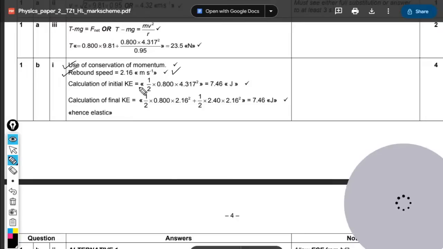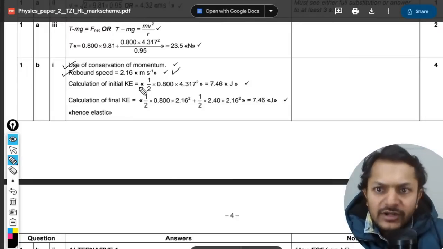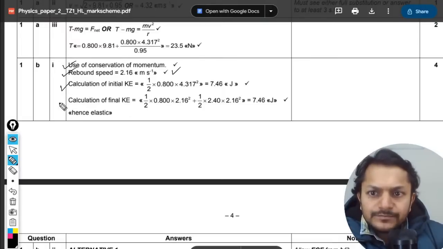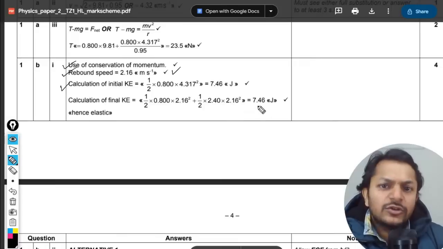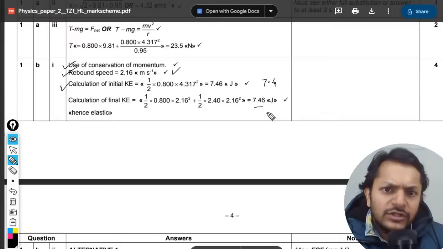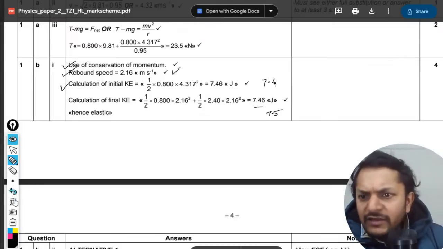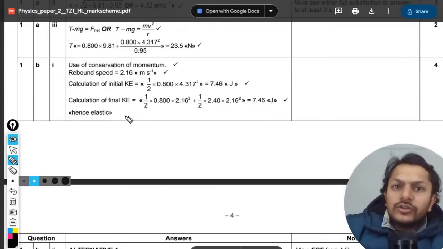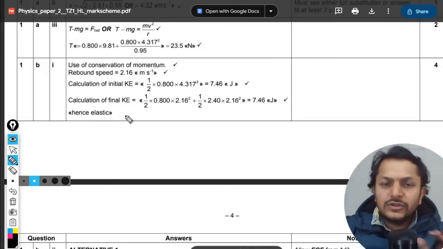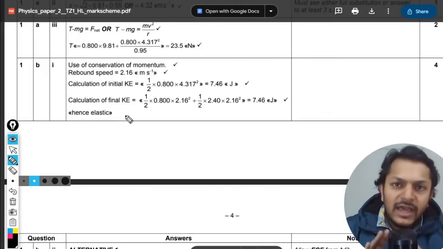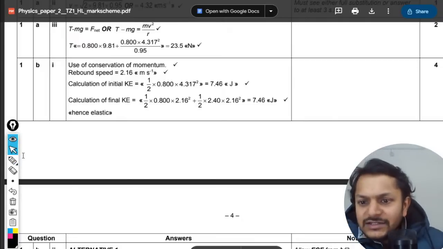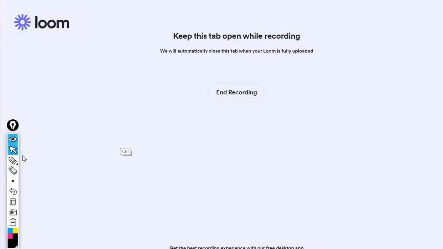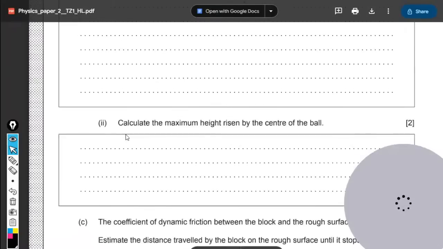Okay, so B1: clearly use the conservation of linear momentum and find the speed as 2.16. So they have just written that you have to do it like that. So we found it, that is 2.16. Now initial kinetic energy is 7.46, and the final kinetic energy is also coming out to be 7.46. For me it was coming out to be 7.4, this was coming out to be 7.5. Anyways, it means that both of the kinetic energies are equal to each other, so there is no loss of energy involved, hence the collision is perfectly elastic. Let us now move to the other question.